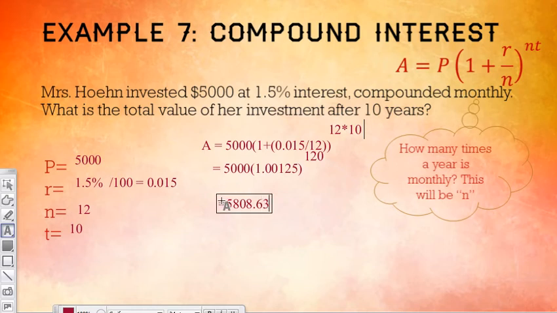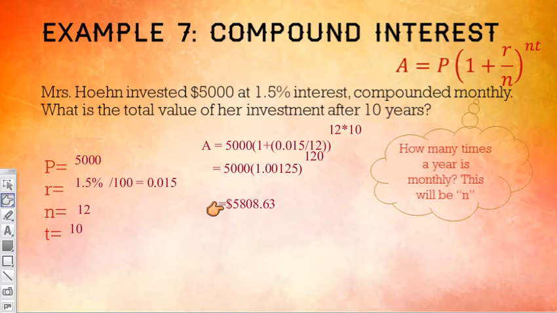$5,808.63. Okay, and this is dollars because we're talking about money. So I can keep the decimal since we're talking about money. I don't have to get rid of the decimal. It's totally fine to have cents when we're talking about investing our money.